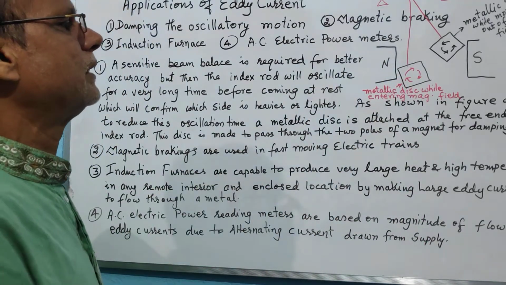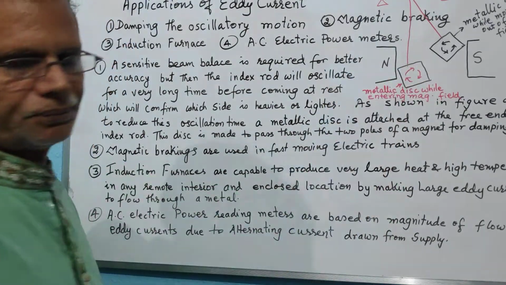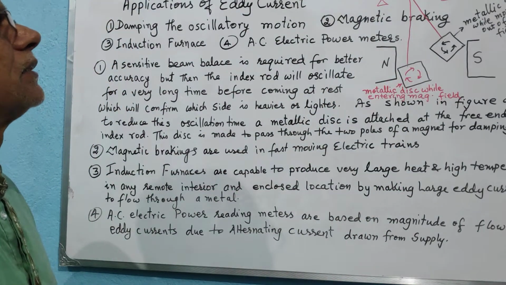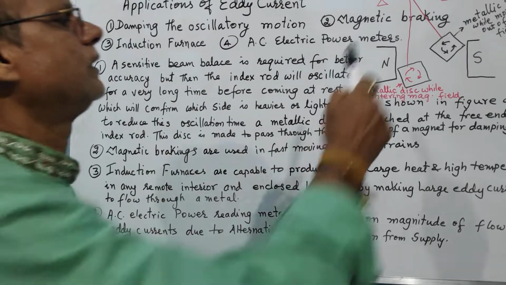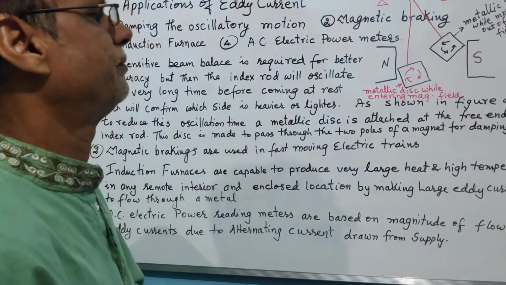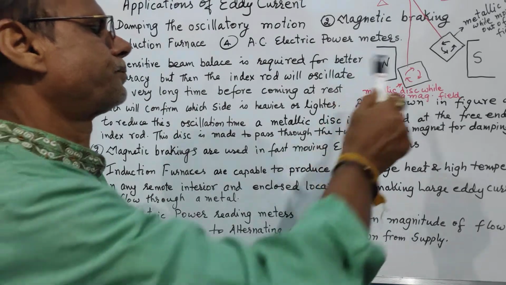Now, if by some reason it is able to cross the middle center of the magnetic field, it starts moving out of the magnetic field. What happens then?